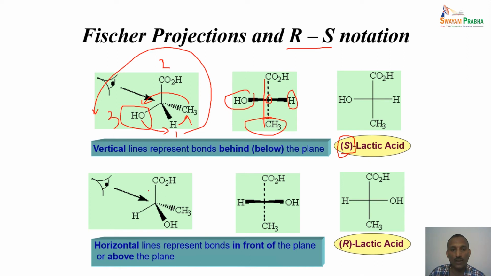And if you look at the other isomer, that is the enantiomer, in this particular case H and OH are interchanged. So obviously the compound we are going to end up with is an R isomer, and this R isomer can be represented like this.